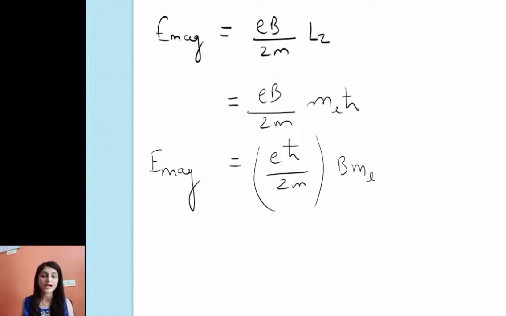And we know that when we studied the LZ operator, at that time we calculated the value of LZ. LZ is given by ml h cross. So I substituted the value of LZ. So E magnetic is equal to e h cross upon 2m into B ml.